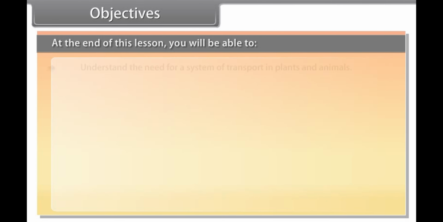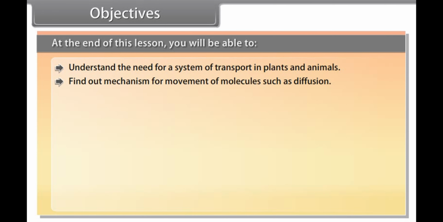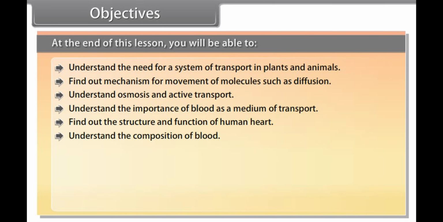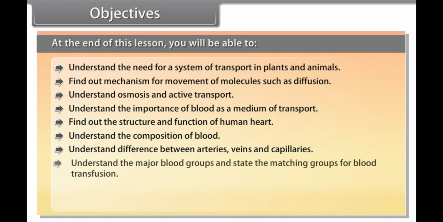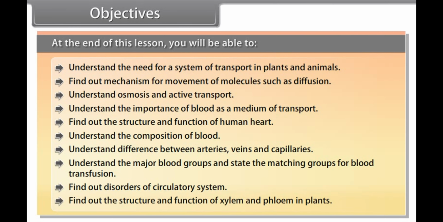Objectives. At the end of this lesson, you'll be able to understand the need for a system of transport in plants and animals, find out the mechanism for movement of molecules such as diffusion, understand osmosis and active transport, understand the importance of blood as a medium of transport, find out the structure and function of the human heart, understand the composition of blood, understand the difference between arteries, veins and capillaries. Understand the major blood groups and state the matching groups for blood transfusion. Find out disorders of the circulatory system. And find out the structure and function of xylem and phloem in plants.